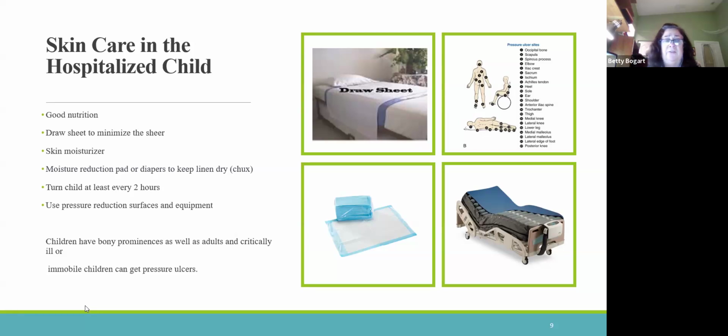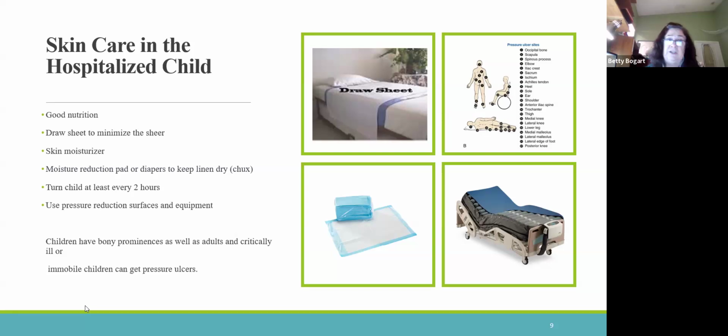Now, just like adults, you're going to use a draw sheet to lift and pull them up, especially older children. I mean, little babies you can pick up yourself, but I'm talking something 50, 60 pounds where you might need somebody to help you, because you don't want to rub that skin against the sheet, that shear type of injury. We don't want to rip skin off. And they can, just like the elderly. If a child's in long enough, yes, it can happen to them.